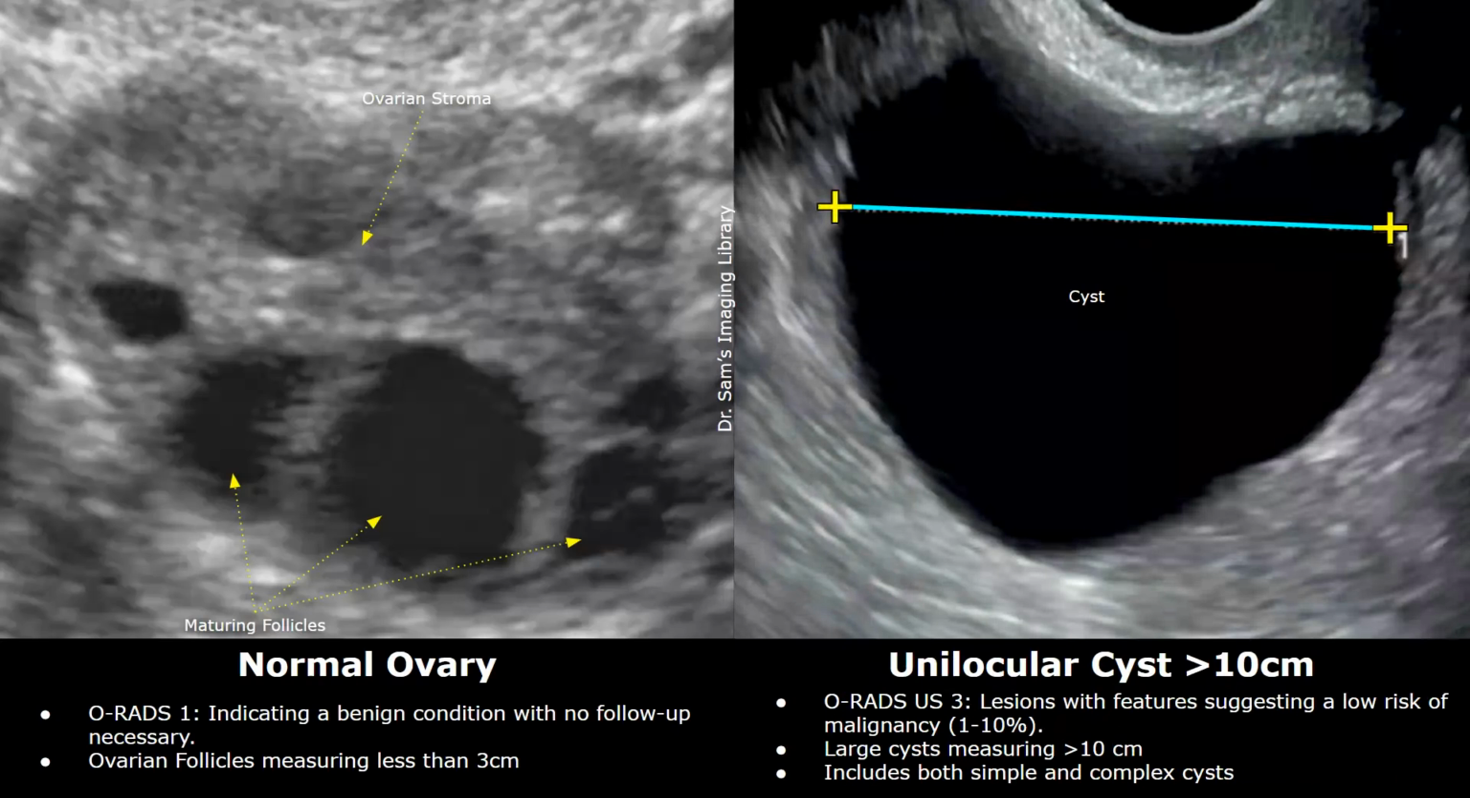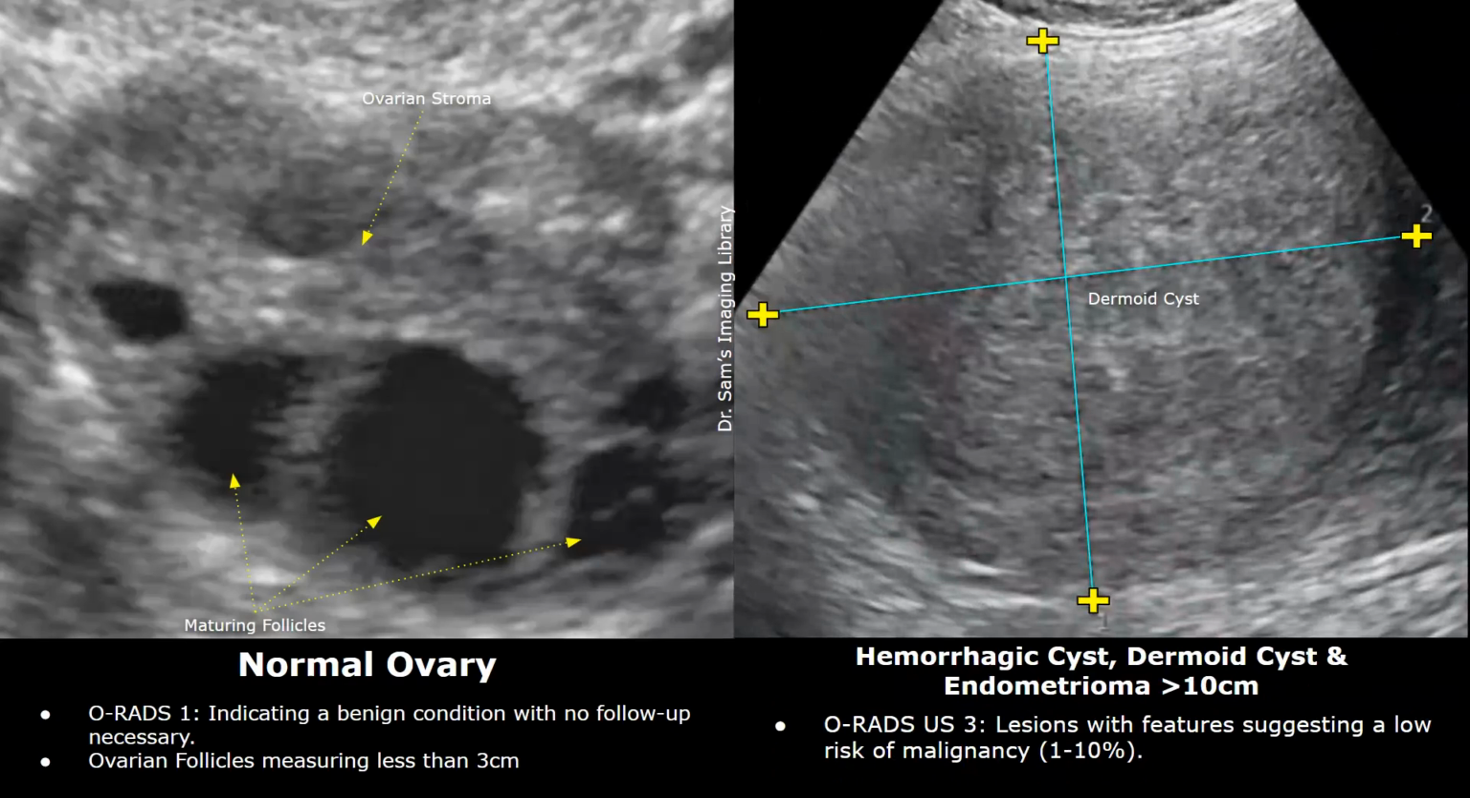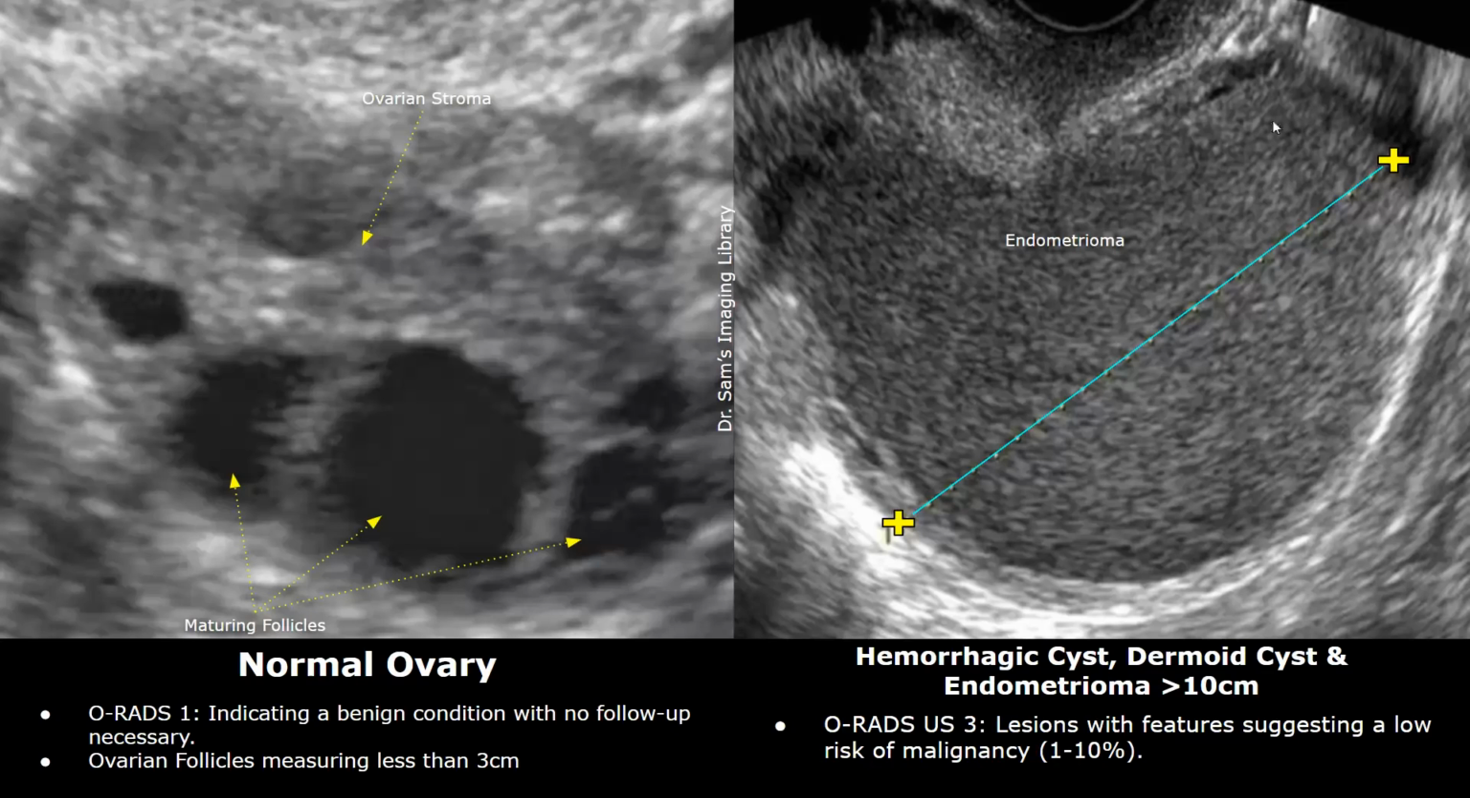A unilocular cyst that measures more than 10 centimeters will fall under O-RADS 3. This includes both simple and complex cysts. If they measure more than 10 centimeters, the category will be O-RADS 3. Hemorrhagic cyst, dermoid cyst, endometrioma, paraovarian cysts, and peritoneal inclusion cysts measuring more than 10 centimeters will fall under O-RADS 3 due to their large size. This image shows a large endometrioma exceeding 10 centimeters. So this endometrioma will fall under O-RADS 3.